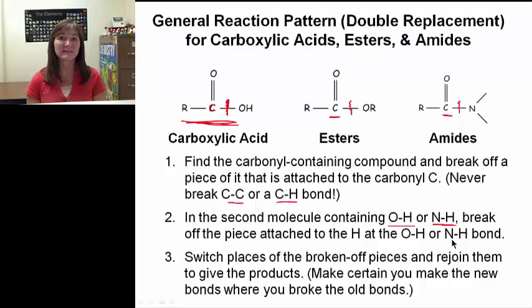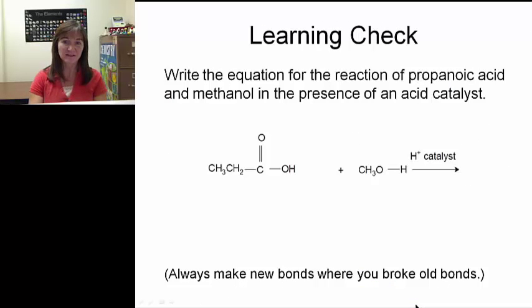Your last step then is to switch places of the broken off pieces and rejoin them to give products. This is an important part right here. Make sure you understand that. Make certain you make new bonds where you broke old bonds. Okay? So let's try that.